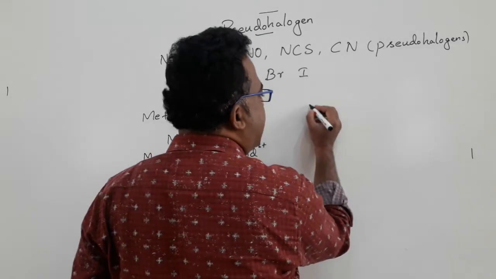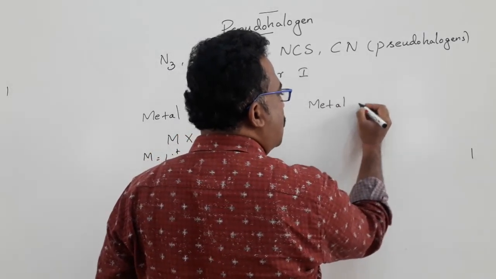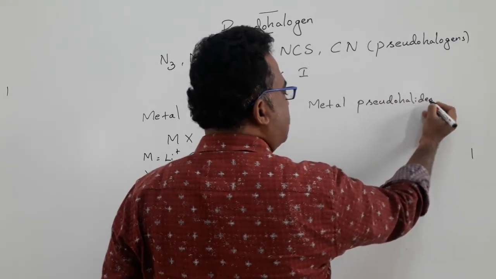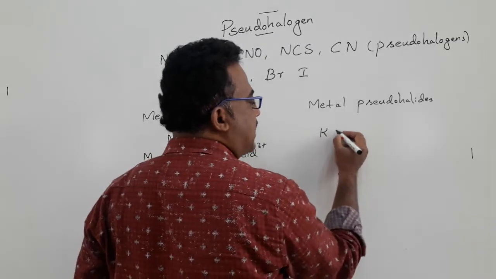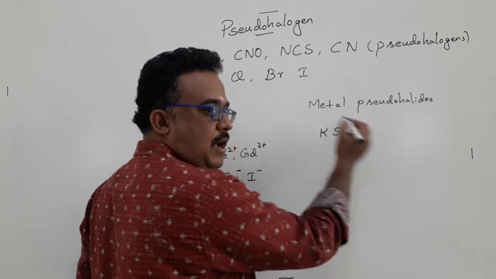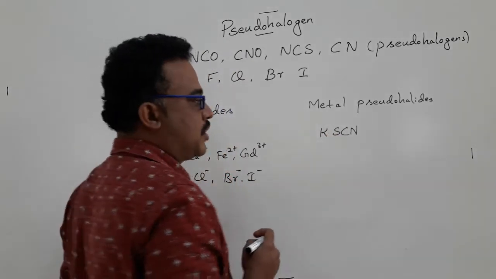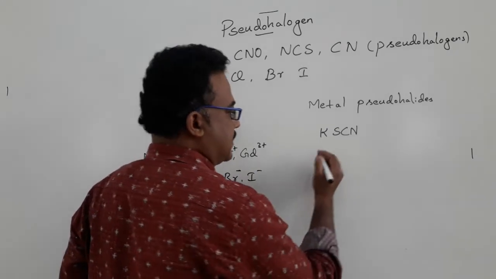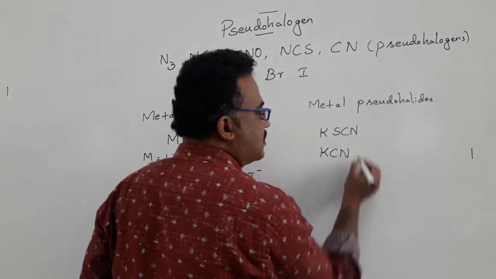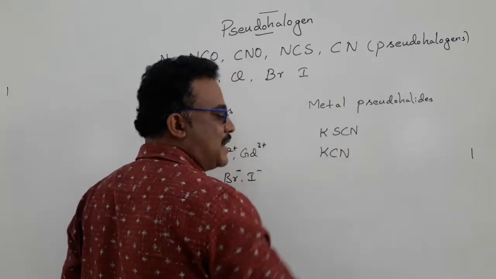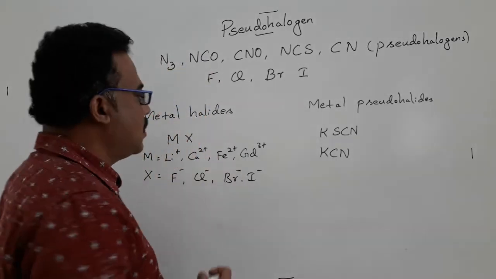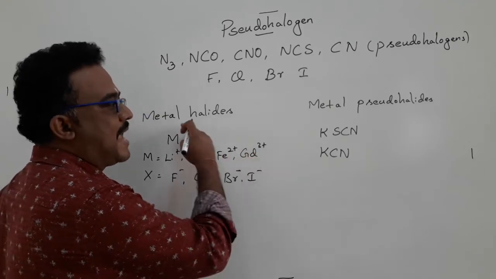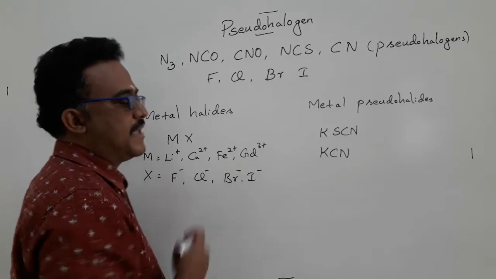Similarly, metal pseudohalides are also known. For example, potassium thiocyanate is a very well known compound, normally used for the confirmation of iron in salt analysis. Potassium cyanide is another well known compound, and I can write many more metal pseudohalides. So the properties of metal halides and metal pseudohalides match.